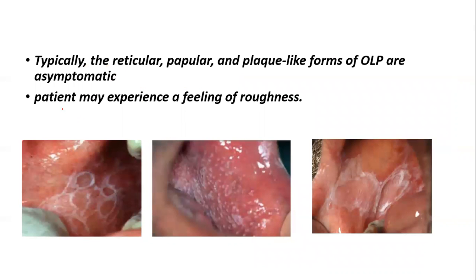Now, the 3 forms that we have discussed so far, which is reticular, papular, and plaque, these forms are associated with asymptomatic lesions. So the person does not have any complaints except a feeling of roughness. In the next 3 forms, the patient has burning sensation or pain associated.